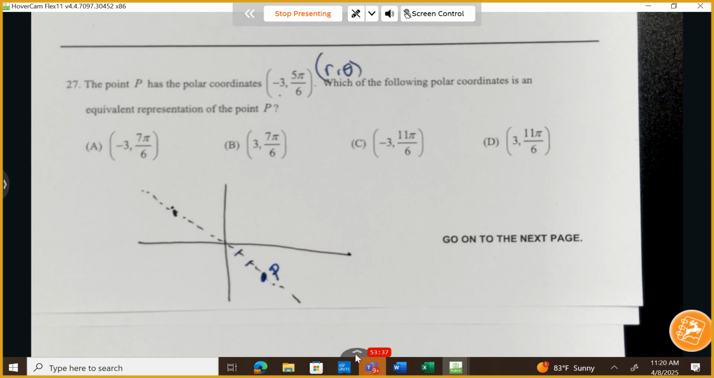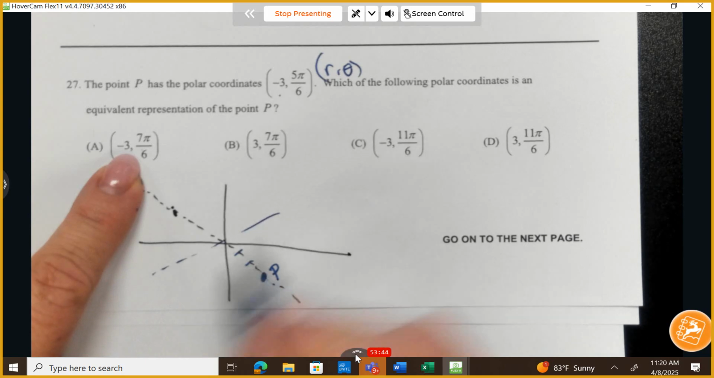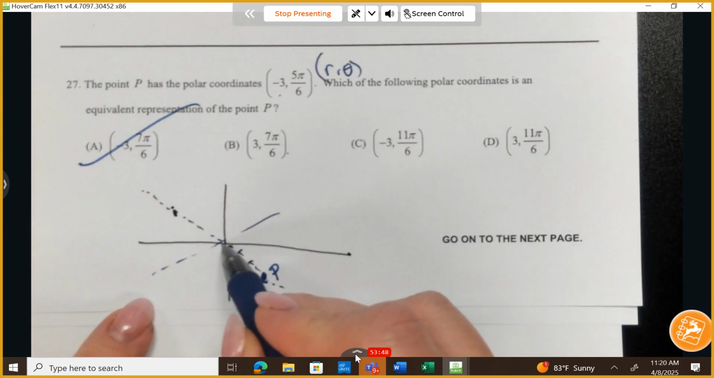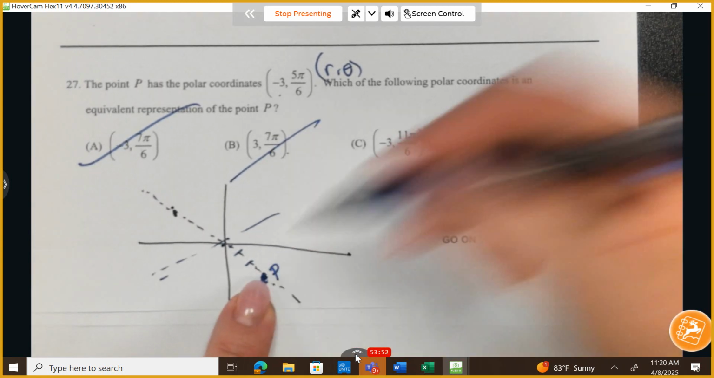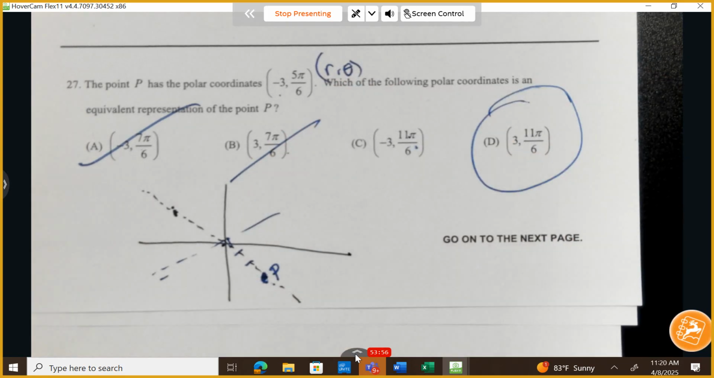And I just need to go one by one until I find out which one works. So let's try here. Where's 7 pi over 6? 7 pi over 6 is right here. I can see it doesn't matter if I go front or back, I'm not going to land here. 7 pi over 6, again, whether I go front or back, I'm not landing there. Here's 11 pi over 6, which is right here. But to get to point P, I have to have it positive, which gives us option D.